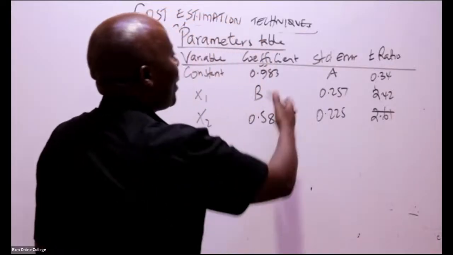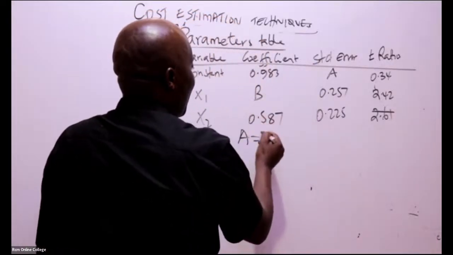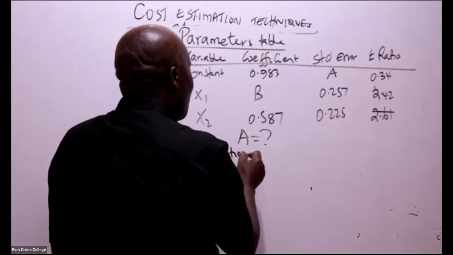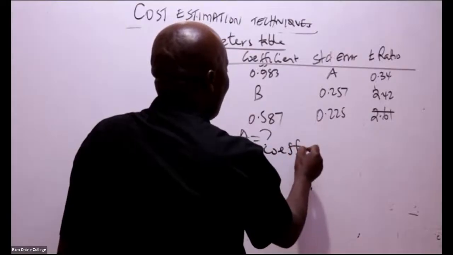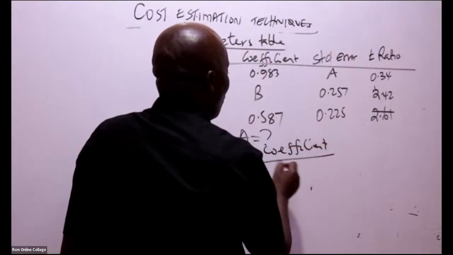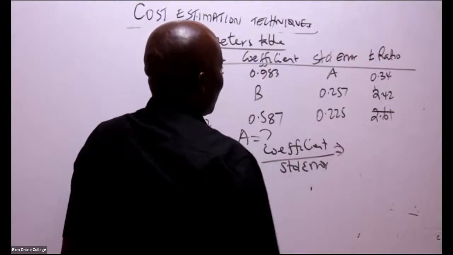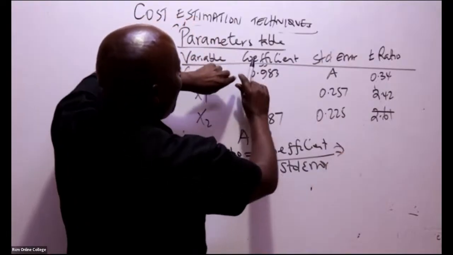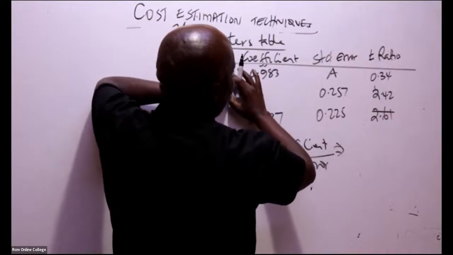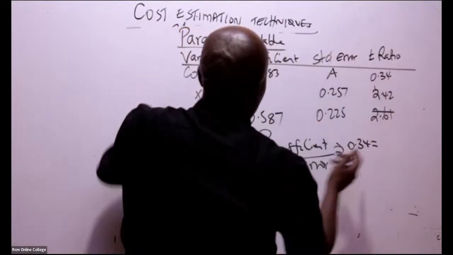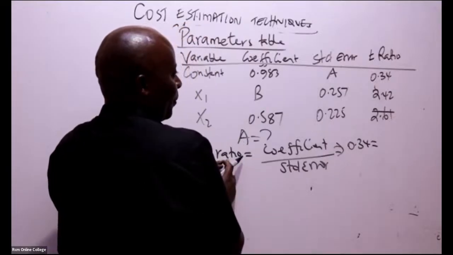We have said here where A is. So what is the value of A? That is requirement number 1. We've said to get the T ratio, you take the coefficient all over the standard error. The T ratio here, where A is for this constant, is 0.34. That is the T ratio I'm substituting.